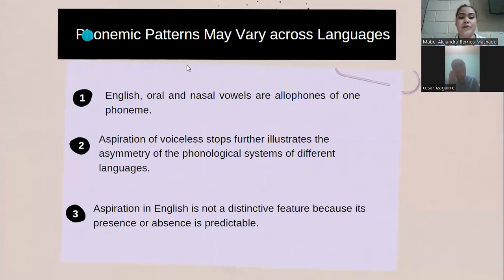The phonemic patterns may vary across languages. In English, oral and nasal vowels are allophones of one phoneme. Aspiration of voiceless stops further illustrates the asymmetry of the phonological systems of different languages. Aspiration in English is not a distinctive feature because its presence or absence is predictable. So we need to remember these rules.